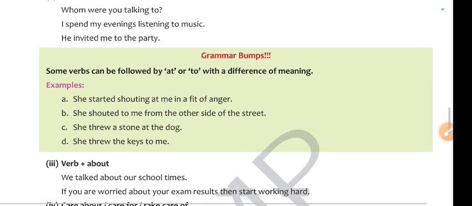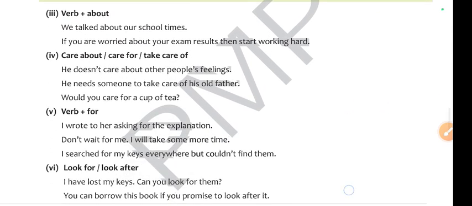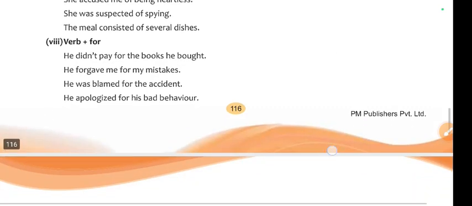Grammar bumps. Some verbs can be followed by at or to with a difference of meaning, like she started shouting at me in a fit of anger. Not anger, it's anger. She shouted to me from the other side of the street. She threw a stone at the dog. She threw the keys to me. Verb plus about. So just go through the structure of the sentence.